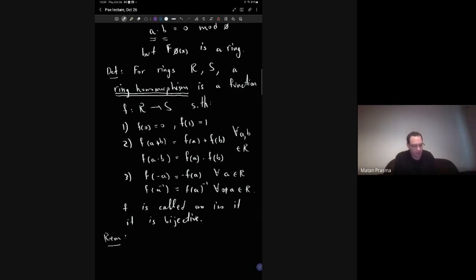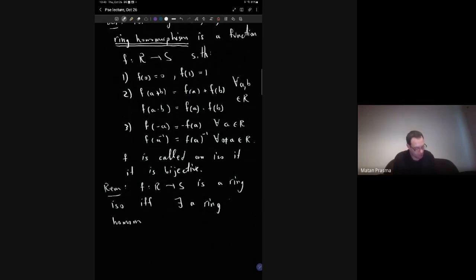And just like in fields, F from R to S is a ring isomorphism if and only if there exists a ring homomorphism F minus 1 from S to R such that F minus 1 composed with F is the identity map on R, and F composed with F minus 1 is the identity map on S. And this you can prove.